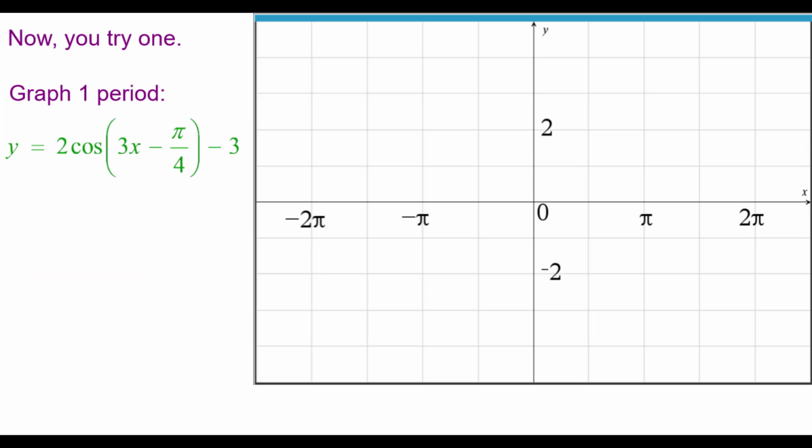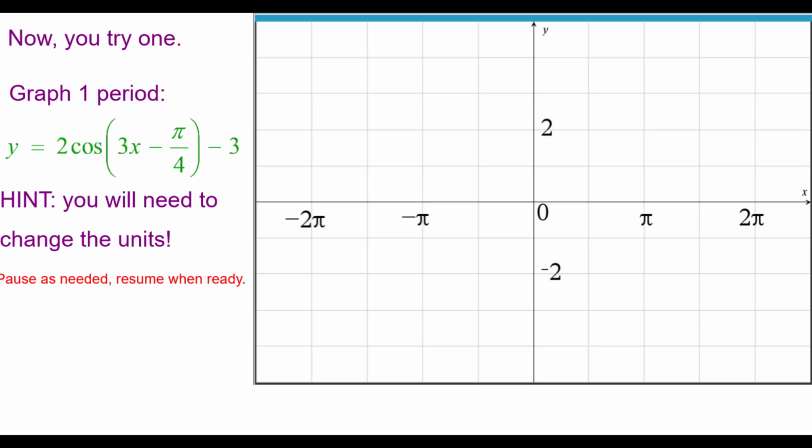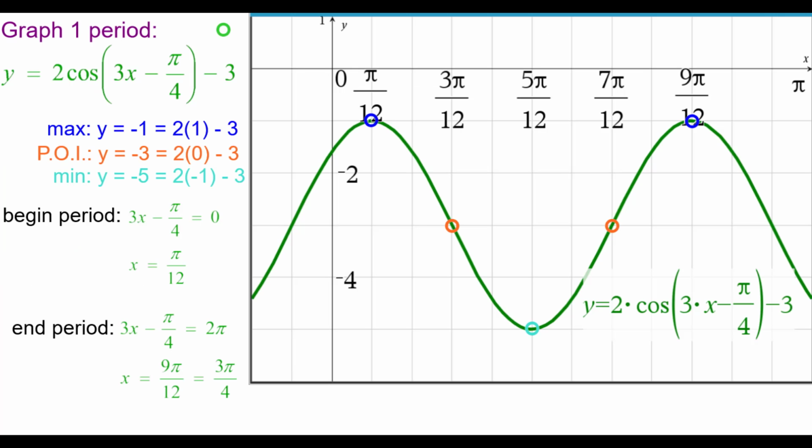Now you try one, graph one period of this cosine function here, and I'll give you a hint, you will need to change the units, so pause to do it and then resume when you're ready. So here is the graph, what it looks like, highlighted where the max, the points of inflection, and the minimums are, where the beginning of the period is, where the end of the period is. So I'll leave you some time here to study that, and good luck.